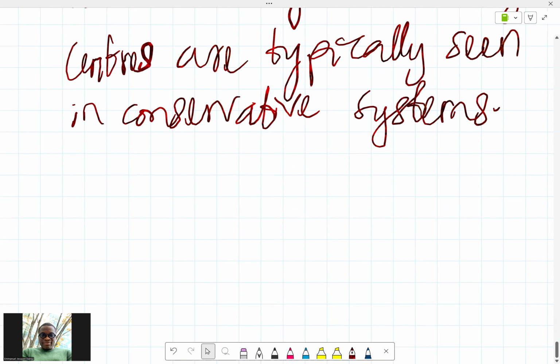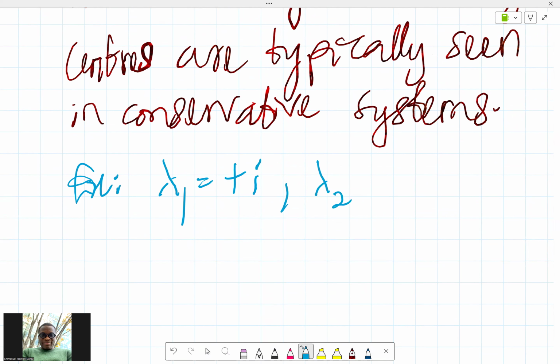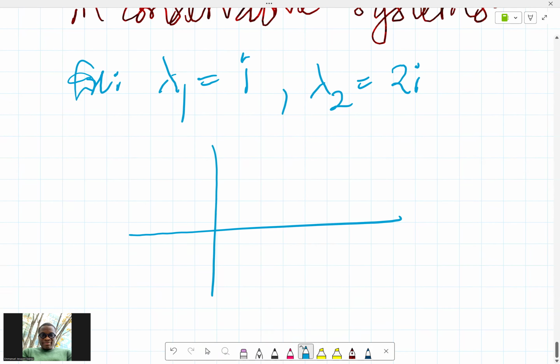So if you're going to take an example, it would be something like this. Here you have, say, lambda 1 is I, and lambda 2 is equal to 2I. So basically complex. In that case, imagine if this is the critical point, then what you have is a center.